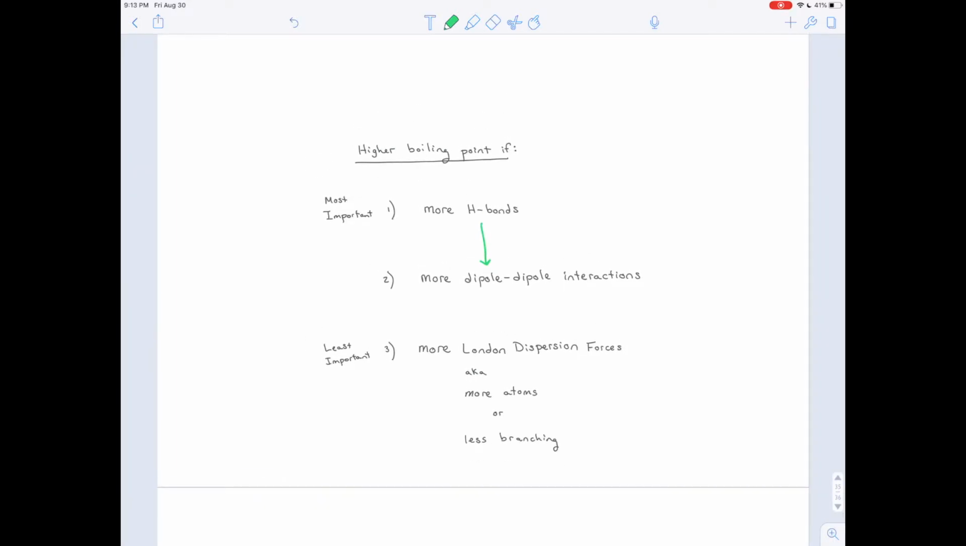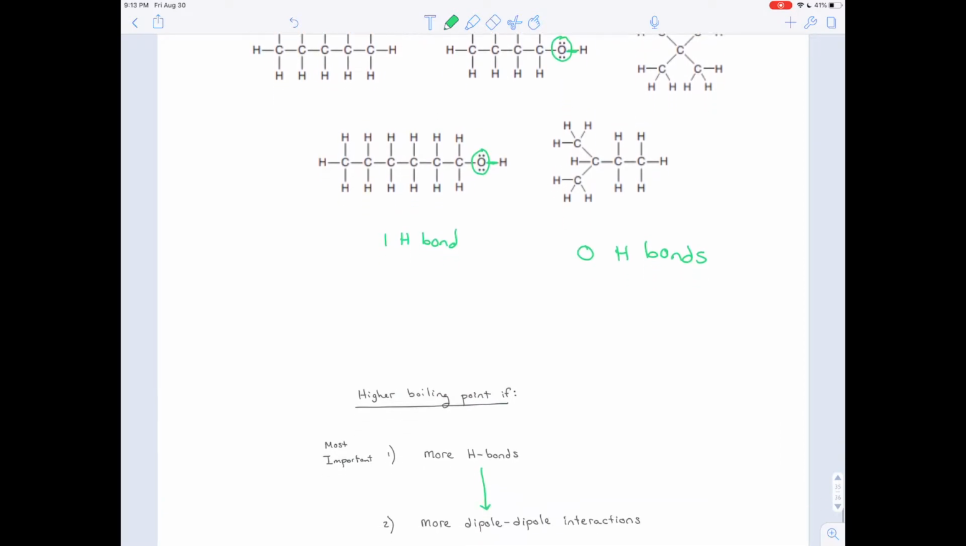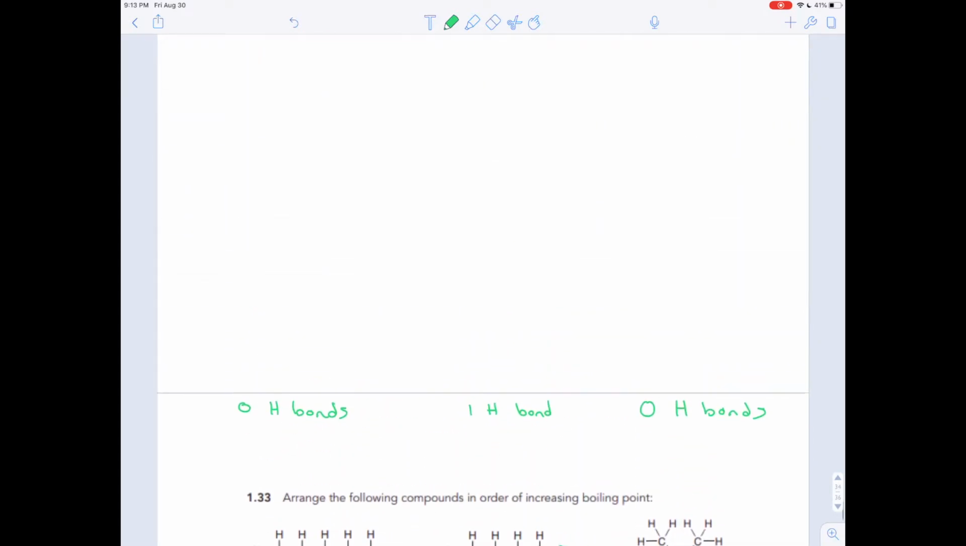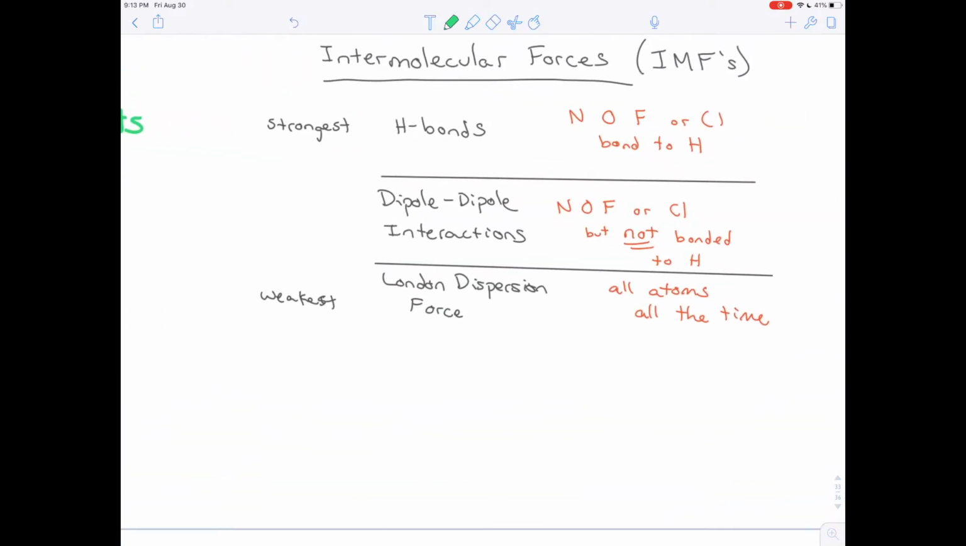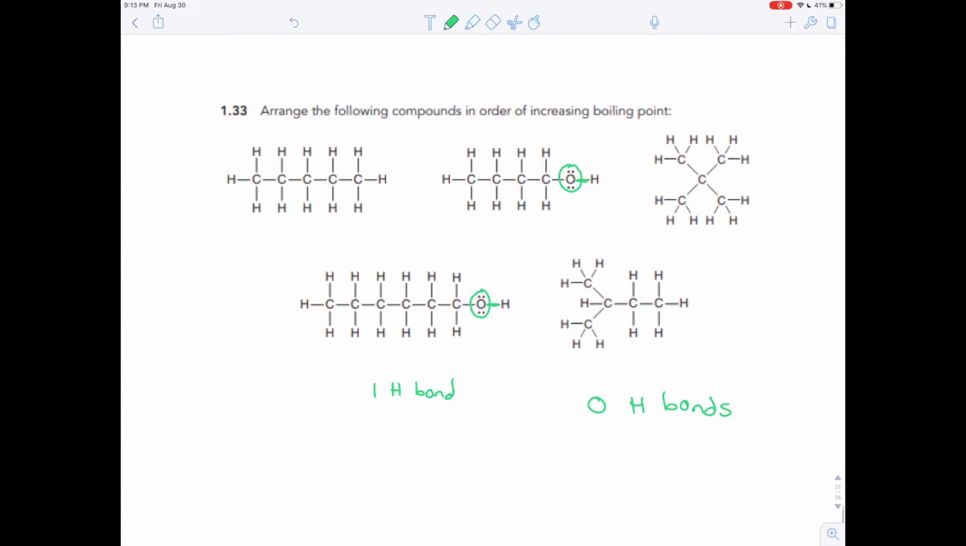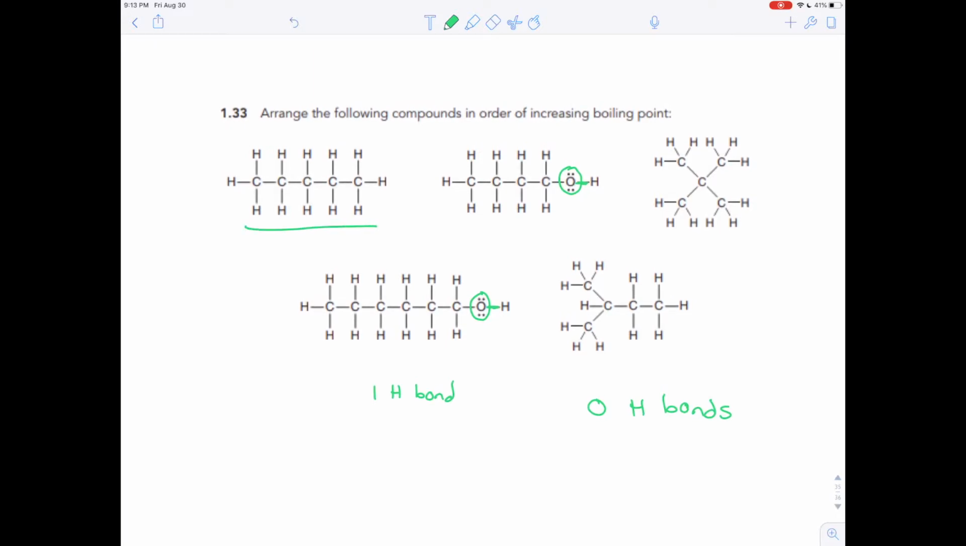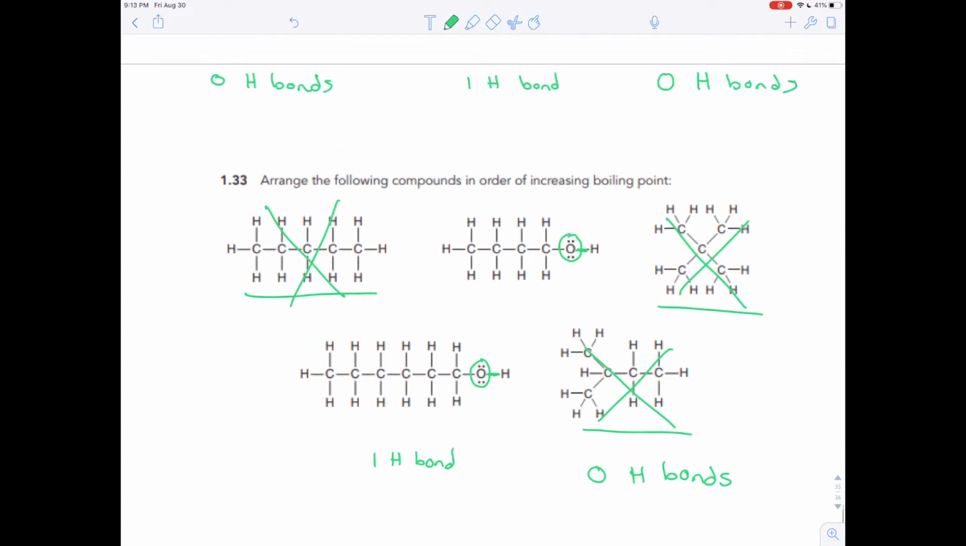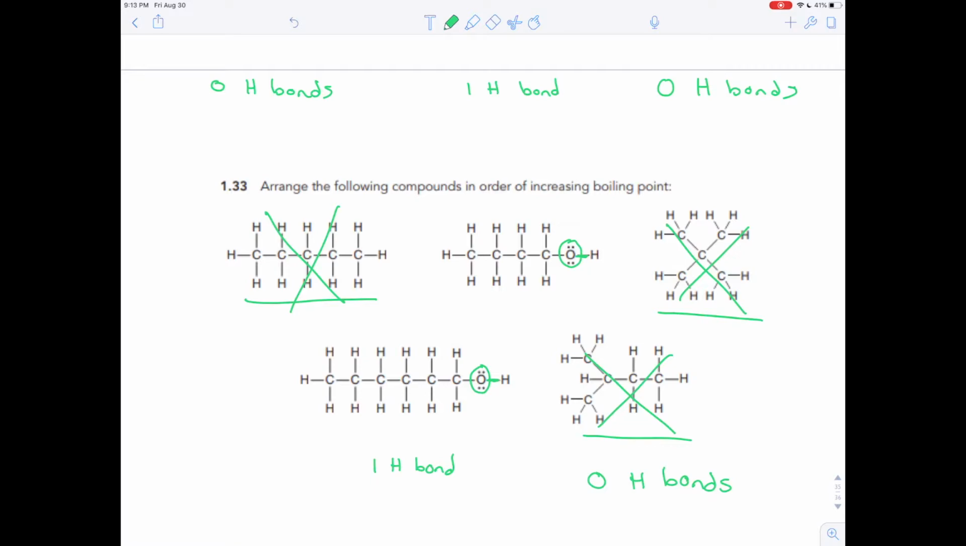Which molecule is able to form the most dipole-dipole interactions? Remember, to form a dipole-dipole interaction, you would need a nitrogen, oxygen, fluorine, or chlorine, just not bonded to hydrogen. So here, any molecule that does not have nitrogen, oxygen, fluorine, or chlorine can't form any dipole-dipole interactions with other molecules. Okay, how about our two molecules left? We have a nitrogen, oxygen, fluorine, or chlorine.